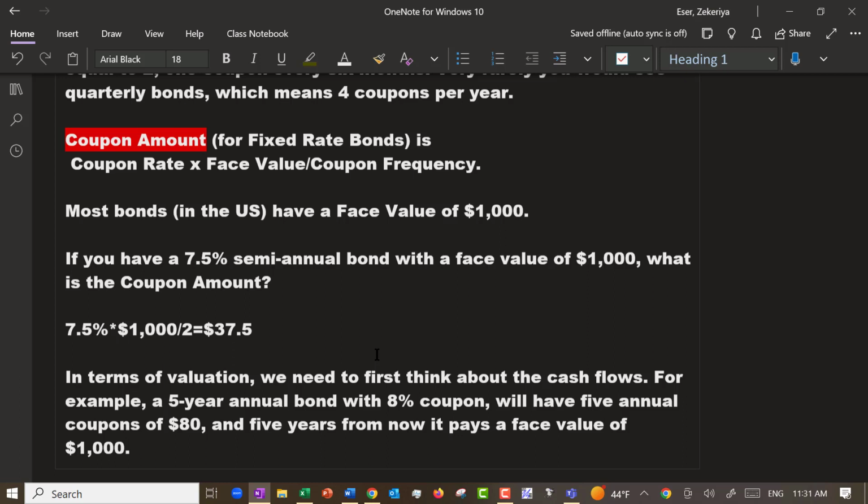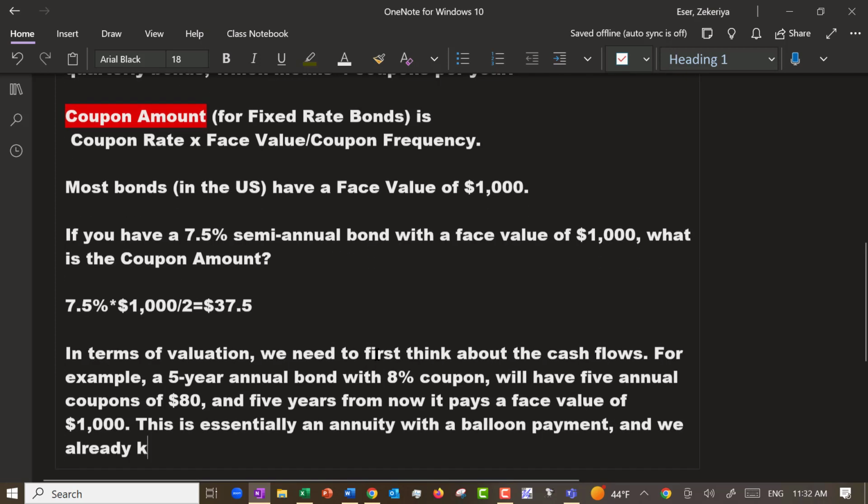Those 5 payments of $80 each, what does that remind you of? Equal payments over a fixed period of time. Huh? No, the last one is a balloon payment. Those $80 payments is an annuity. Okay. So this is essentially an annuity with a balloon payment. And we already know how to deal with these.